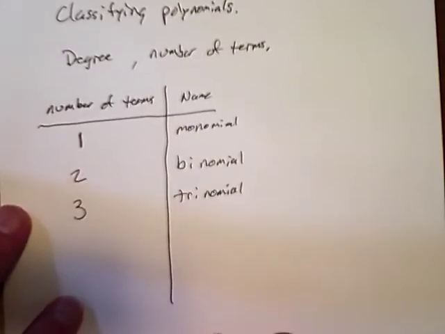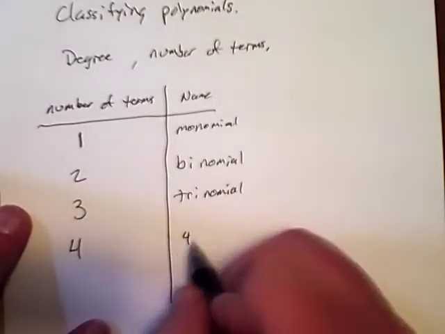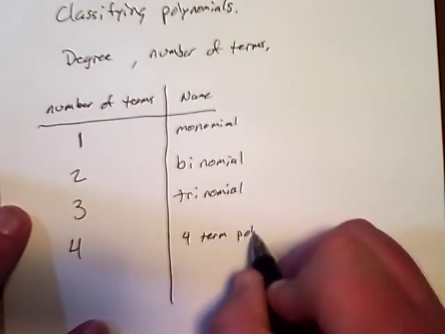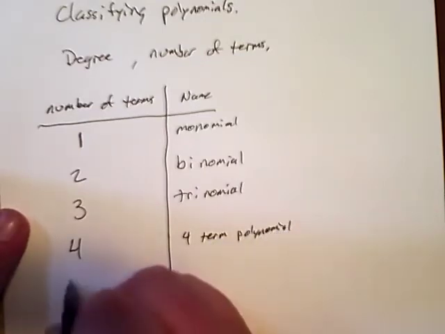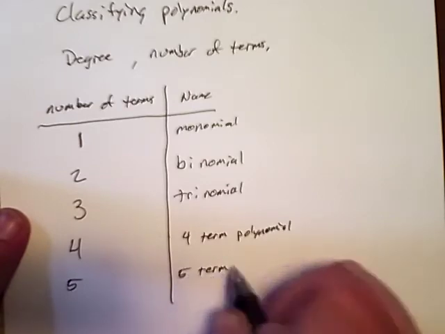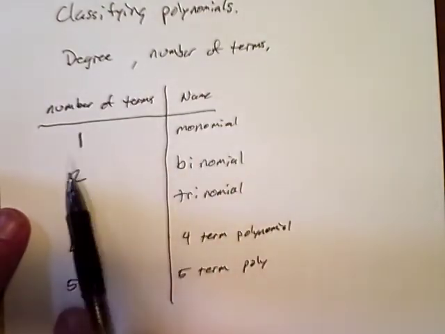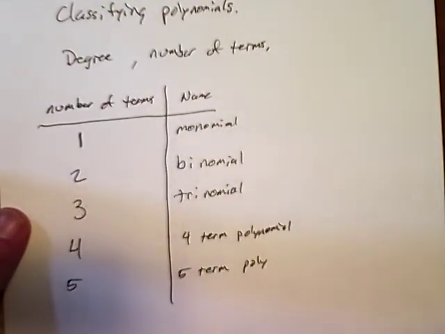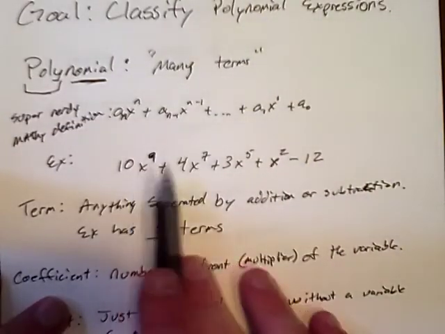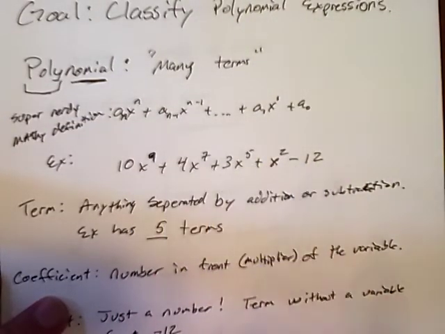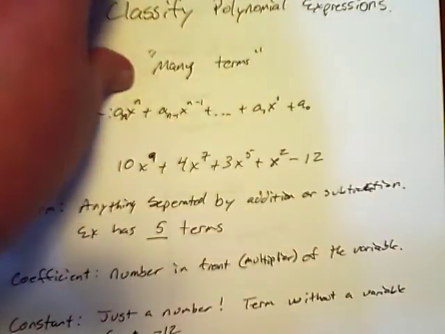And then if you have anything over 3, so 4 and above, 4 would be a 4-term polynomial. 5 is a 5-term polynomial. The only ones that have special names are 1, 2, and 3. If you have 1 term, 2 terms, or 3 terms, those have special names. All the other ones don't. So 4 terms would be a 4-term polynomial, and 5 terms would be a 5-term polynomial, just as we saw a little bit ago, where we had a 5-term polynomial.